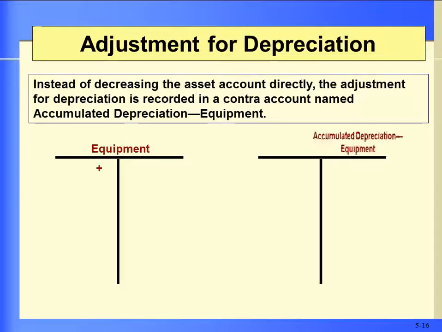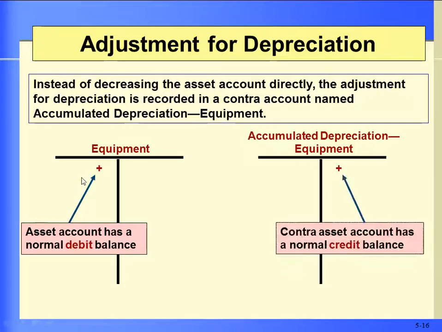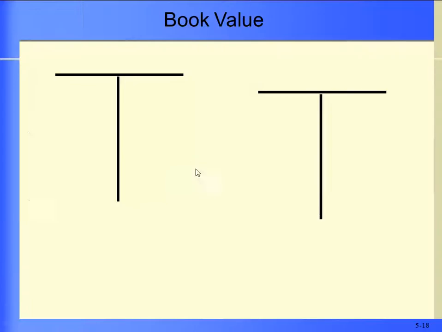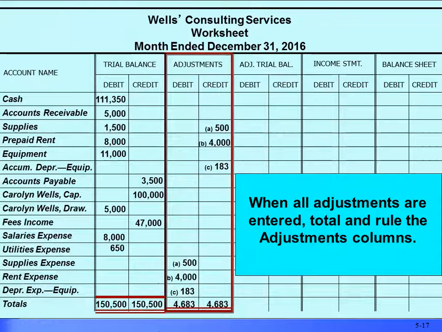So we have the equipment account. Again, these are T accounts. We increase it, so we debit the equipment account. Actually, this is the normal balance. So equipment has a normal balance of a debit. A contra, opposite of equipment, is accumulated depreciation. A contra asset account has a normal credit balance. So when we adjust for depreciation, it's going to be, let's see.